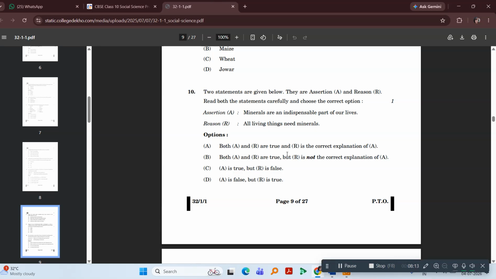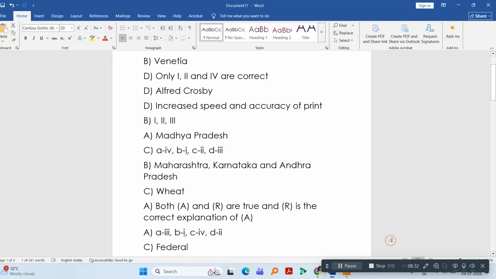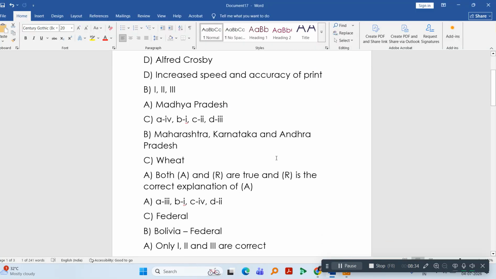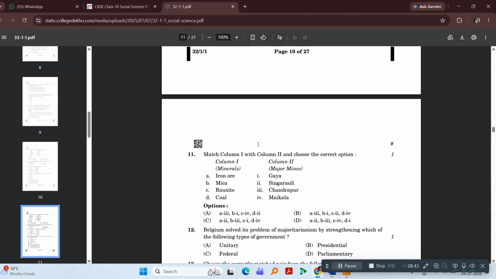Is it A: A assertion, R reason are true, and R is the correct explanation of A? Both A and R are true, but R is not the correct explanation of A. A is true, but R is false. A is false, but R is true. So the correct answer is both A and R are true, and R is the correct explanation of A. A is the correct option.